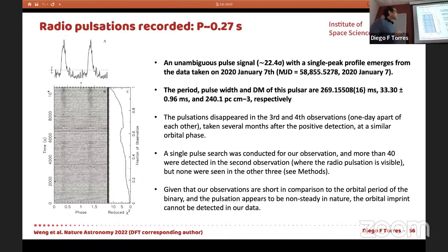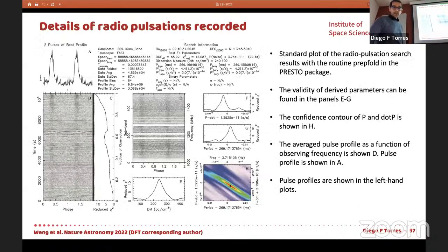The period was actually 0.27 seconds. And as I was saying, the pulsations disappeared in the third and fourth observations, which were several months after, but one day apart from each other. We conducted a single pulse search also, and we detected a lot of single pulses. I am skipping some of the details here, but these are the details of the radio pulsation recorded.